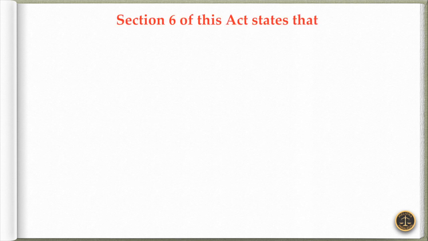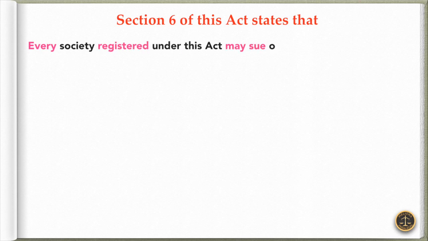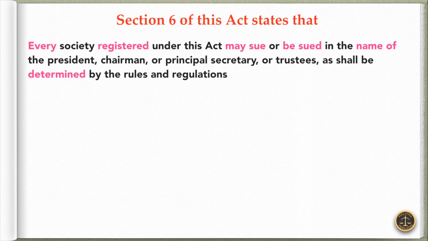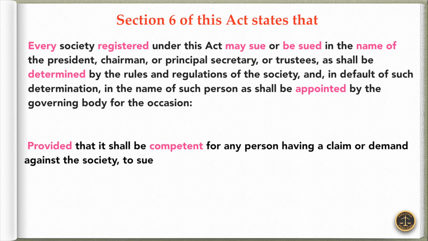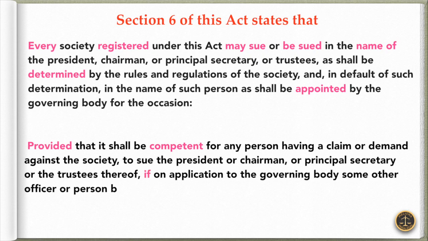Further, Section 6 of this Act states that every society registered under this Act may sue or be sued in the name of the President, Chairman, or Principal Secretary, or trustees as shall be determined by the rules and regulations of the society, and in default of such determination, in the name of such person as shall be appointed by the governing body for the occasion, provided that it shall be competent for any person having a claim or demand against the society to sue the president or chairman or principal secretary or the trustees thereof, if on application to the governing body some other officer or person be not nominated to be the defendant.